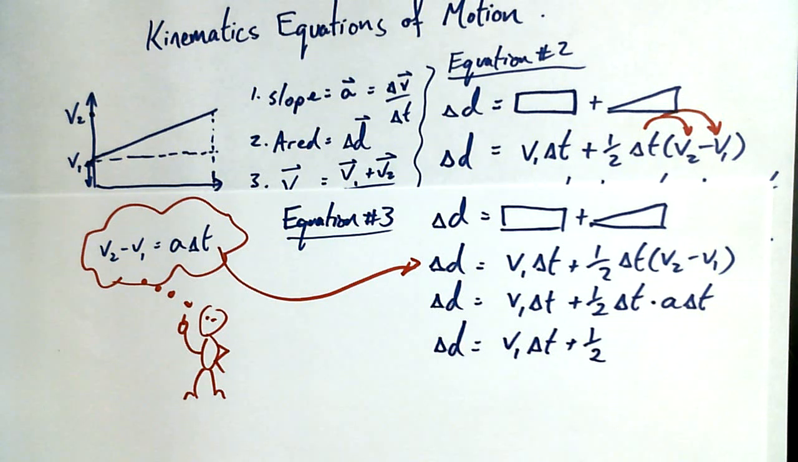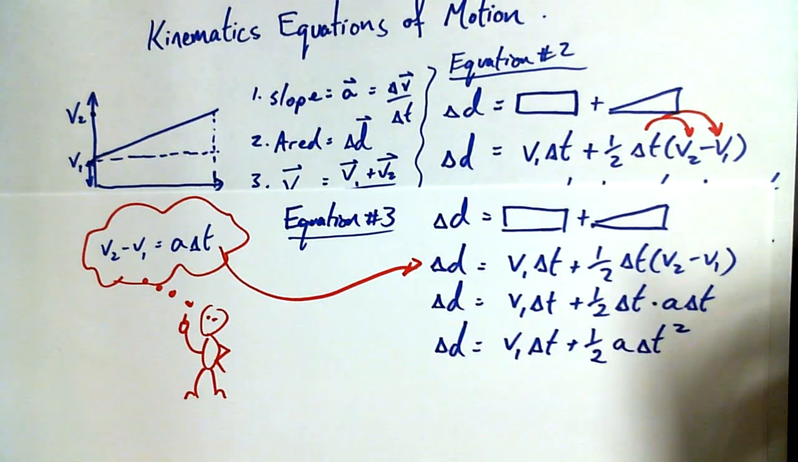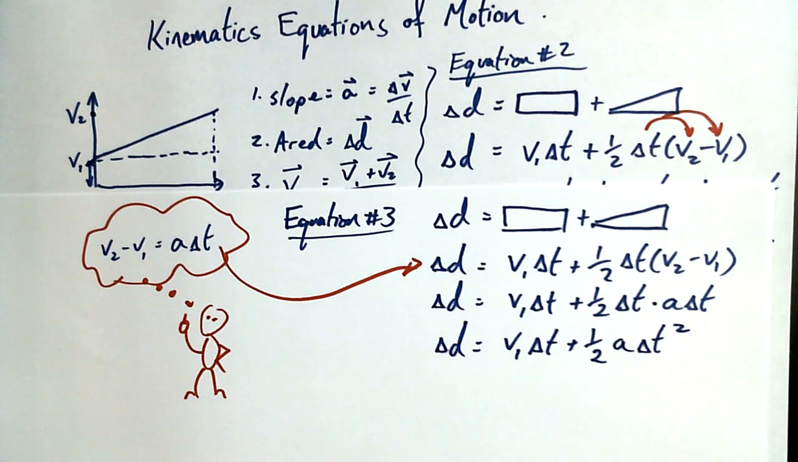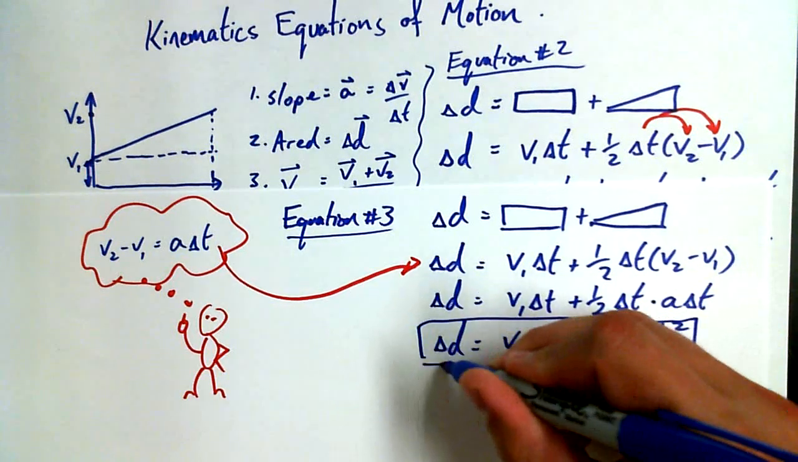What would be the common way to write this? Not 1/2 delta T, A delta T. How should I put it on paper? Kevin? Yeah, I like it. A delta T squared. And this is an equation you use quite a lot. Delta D equals V1T plus 1/2 AT squared. It almost becomes like a rhythmic chant. It's going to be something that sticks with you because it comes back over and over and over again, okay? We're going to call it equation 3.